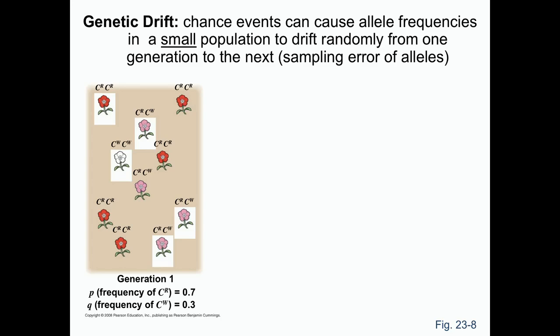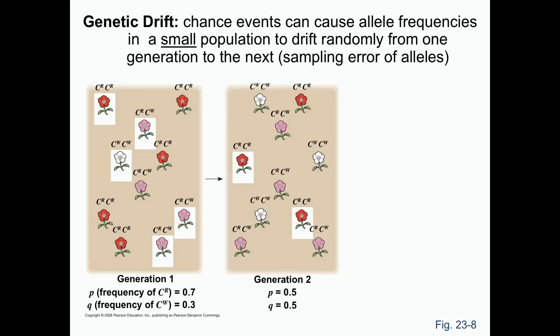Now we started with 70% red alleles and 30% white alleles, and after this reproductive event, we end up with an even split, half red and half white. Now let's say in this generation, by chance, only the red flowers reproduce and none of the other flowers tend to end up reproducing.